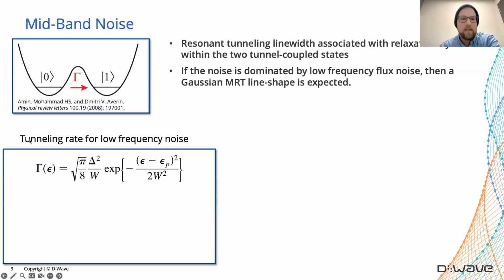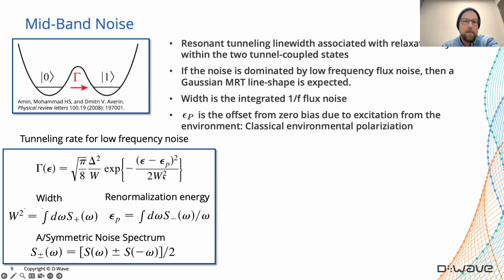So what you can expect to see is this tunneling rate, gamma, as a function of your bias, will have this Gaussian shape, but also it will be offset from zero bias by this parameter epsilon p. So the width of this tunneling process is our integrated low frequency flux noise. And this shift from zero energy is actually related to this asymmetric quantum noise that I mentioned on the previous slide. But in our experiments, this is purely a classical effect where what happens is your qubit has a magnetic moment, it's spinning in one direction, and this polarizes the environment. And you have to overcome this energy to be able to allow it to tunnel. It has this quantum noise analog, but in our case, it's a purely classical effect.